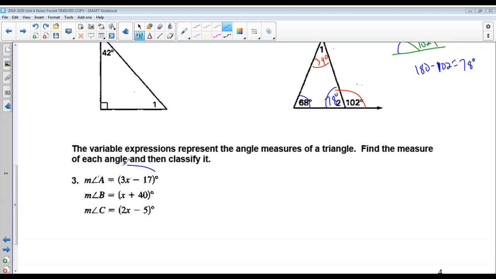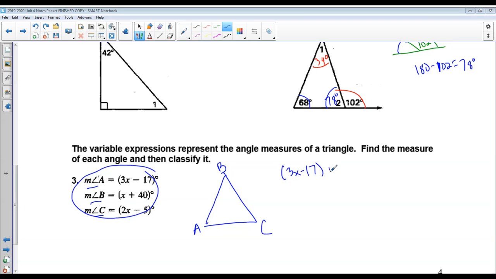Here it gave us the three measures, like these expressions representing each angle. So I know if I have angle A, angle B, and angle C, that's what this tells us, the measure of each of those angles. I know that these three angles together all have to add to 180. I don't really need these parentheses here, but just so I can show you exactly what's happening, those three expressions added together have to add up to 180 degrees.